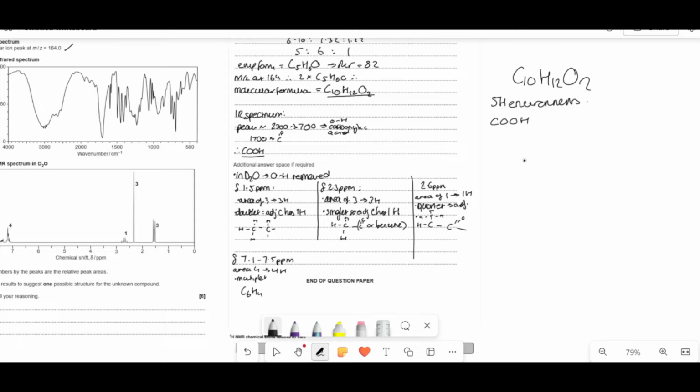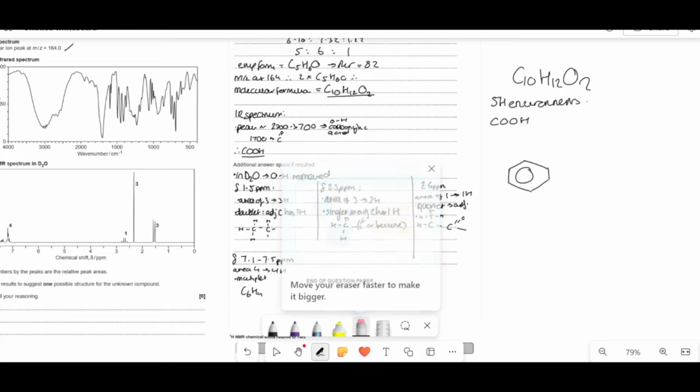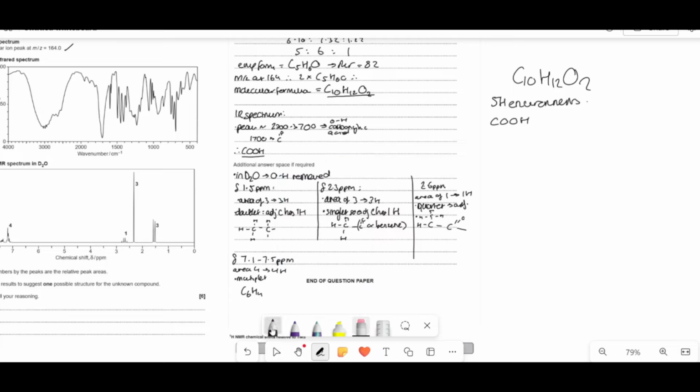So we've got a benzene ring in this, no doubt, and we know that 4 of those hydrogens have been swapped out. Within that benzene ring, you can see that there are 2 clusters of peaks, which means there's got to be 2 hydrogen environments within the benzene ring itself. So I'm going to draw something that gives this 2.